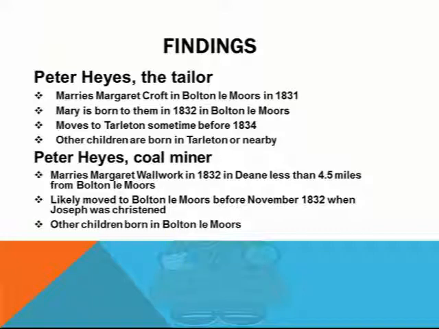In 1832, a second Peter Hayes marries Margaret Walworth in the nearby parish of Dean. They likely moved to Bolton le Moors, where their first child, Joseph, is christened that same year in November. The other children of this couple were also born in Bolton le Moors. This is what we detectives call the old switcheroo.